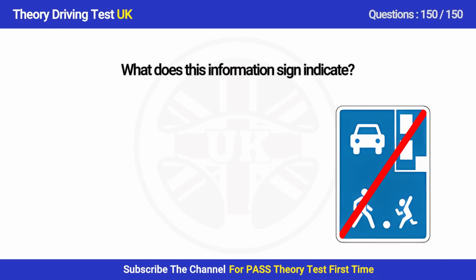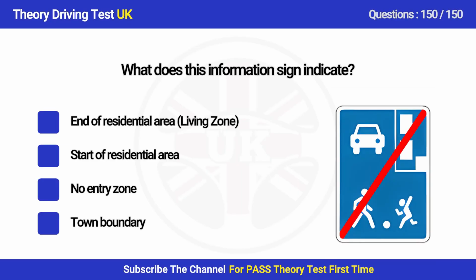Question 150. What does this information sign indicate? A. End of residential area living zone. B. Start of residential area. C. No entry zone. D. Town boundary.